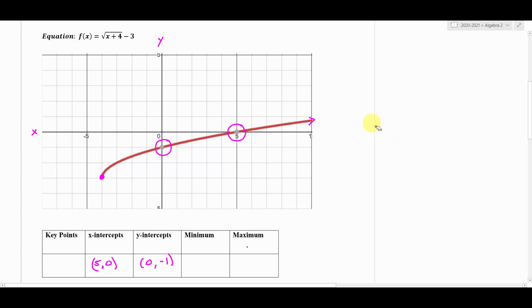Okay, so what we're looking for in our graph is a minimum. We're looking for the lowest point on the graph, and that's going to happen here. This is as low as the graph goes. So that occurs at -4, and then 1, 2, 3. So -4, -3. Right? And then the maximum is going to be the high point of the graph. And remember, we talked about this graph. It keeps going off to the right and it keeps going up forever and ever and ever. So there is never going to be a highest point for this graph. Okay, so the maximum is none. There is no maximum for this graph.